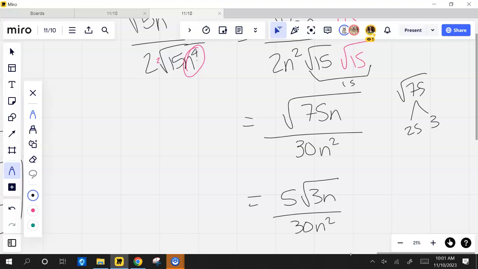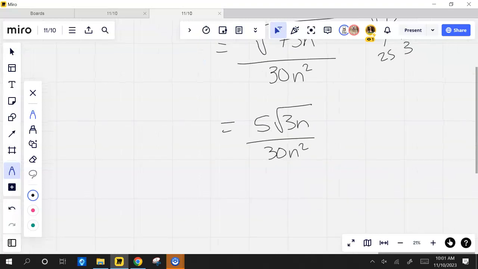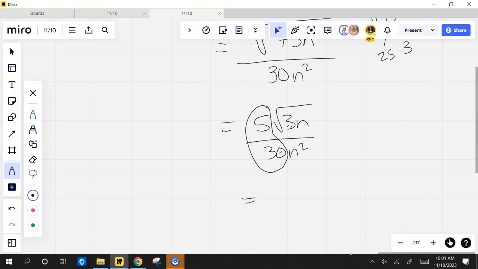Can I simplify that 3 and 30? Not the 3 and 30, but the 5 and 30, yes, right? I can't simplify these two because this one's under a radical. I can only simplify with these. Does that make sense? I don't want y'all jumping to under the radical. So it's root 3n over 6n squared. I can't make that a 1 over 2 with the 3 and the 6. Don't jump under that radical.